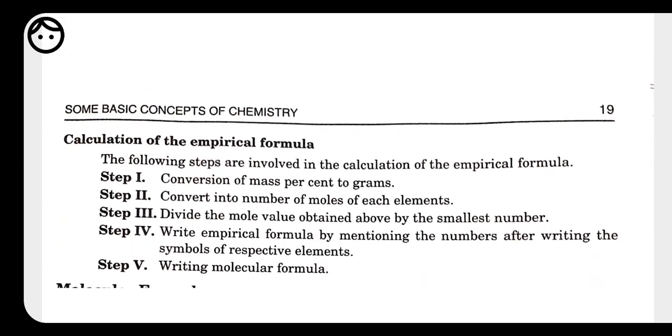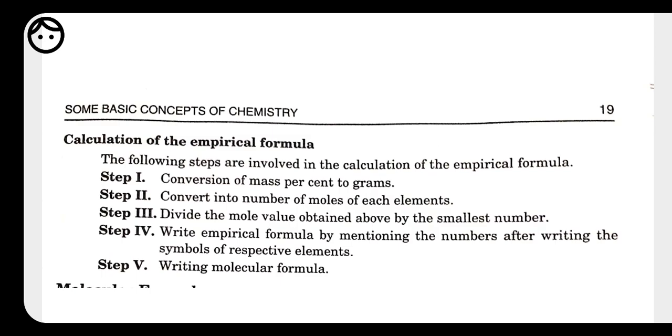For the calculation of the empirical formula, these are some steps that we have to follow. First I will tell you the steps, then I will show you how to calculate the empirical formula for any ratios, whatever ratio is given in the question. First, conversion of mass percent to gram. First you have to convert the mass percentage which is given into gram. How to convert it, that I will tell you.